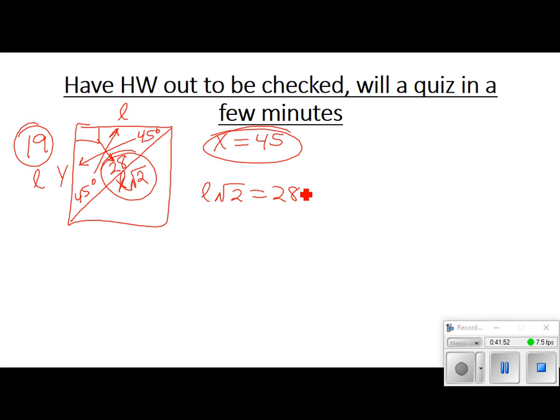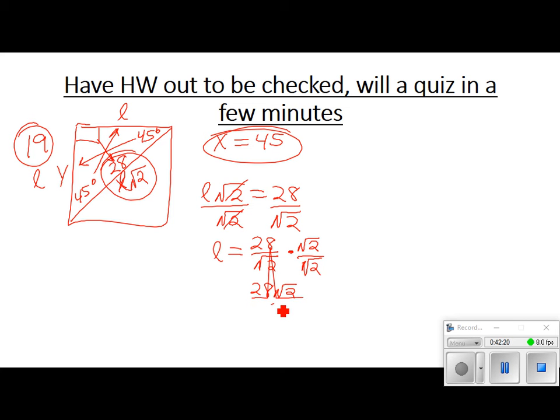This time I don't want the decimal answer because I want you to try to see the pattern here. I divide both sides by the square root of 2. These cancel. You're left with L equals 28 over radical 2. What do you multiply the top and bottom by? Radical 2. What's left on top? 28 radical 2. What's on bottom? Just 2. What can you do right here? Divide. What do you end up with? 14 times the square root of 2.